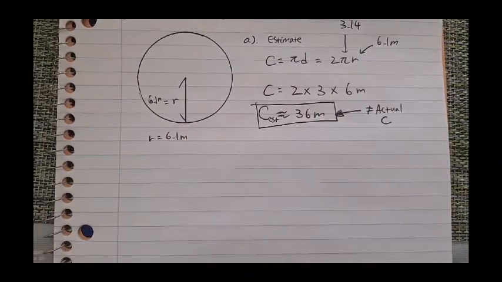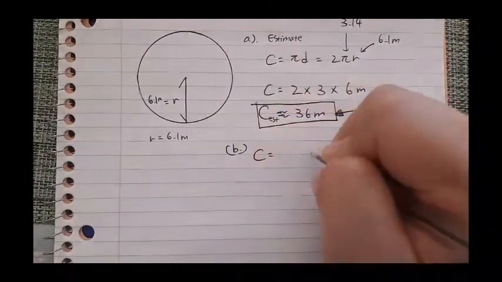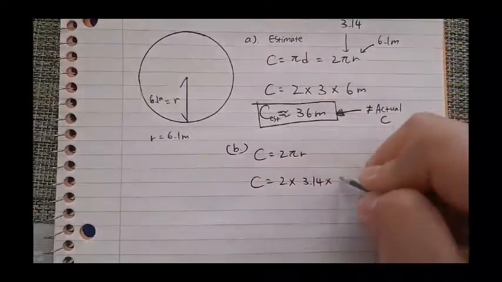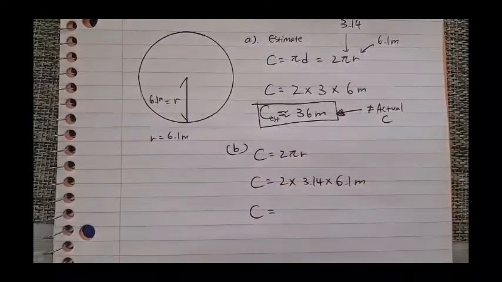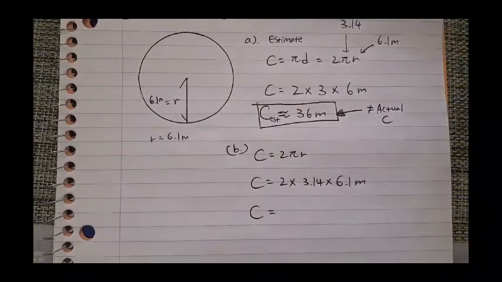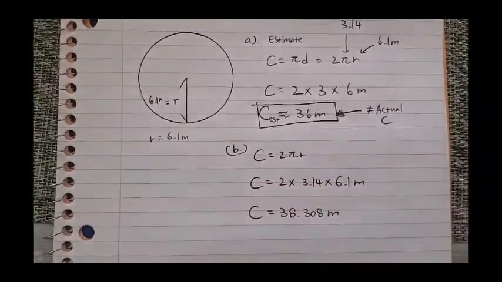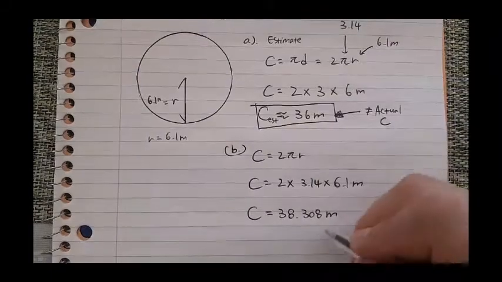B, what is the circumference of the carousel? So now it is asking for a specific number. Then you have to use a calculator. I know it's 2 pi r, so that means 2 times 3.14 times r, 6.1 meter. Then the answer should come out, and I'm going to punch the numbers into the calculator, 2 times 3.14 times 6.1, that is equal to 38.308 meter. But the question says, what is the circumference of the carousel to the nearest tenth?